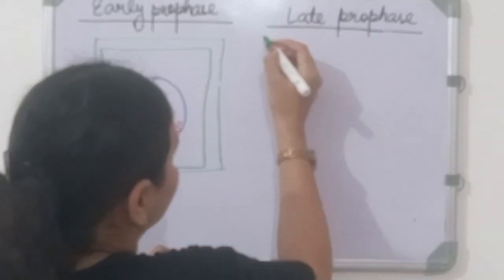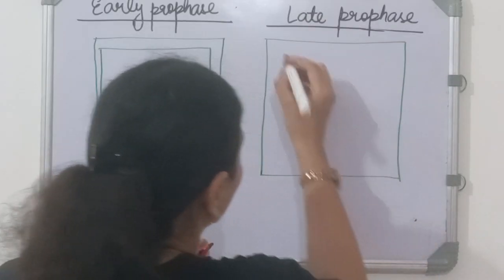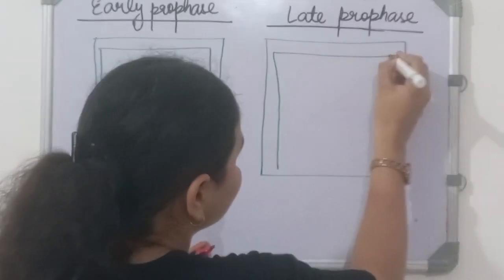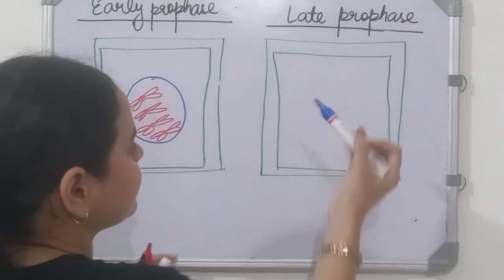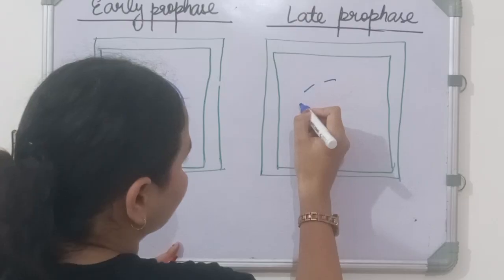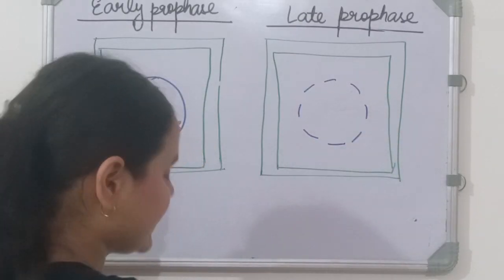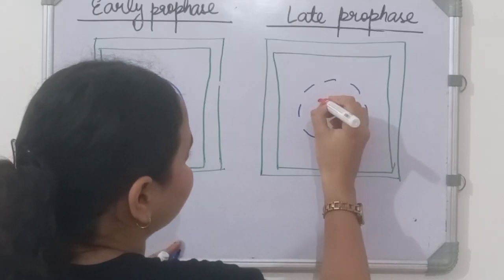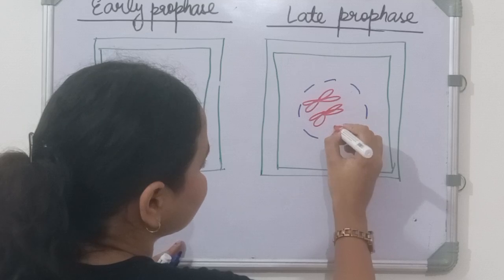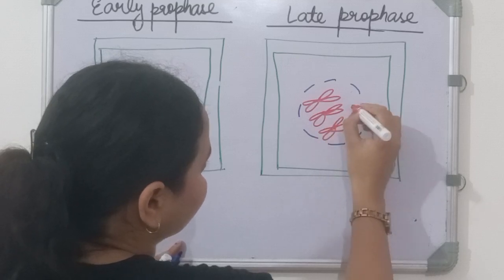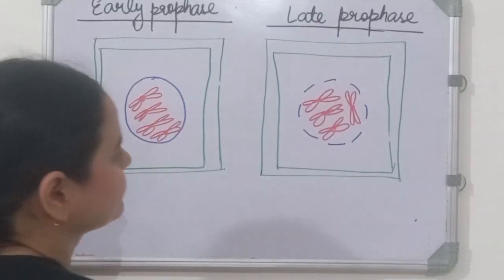Now again I am drawing late prophase. Cell wall, cell membrane, nuclear membrane disappearing. Okay, and inside we have our chromosomes clearly visible and spindle fibers.